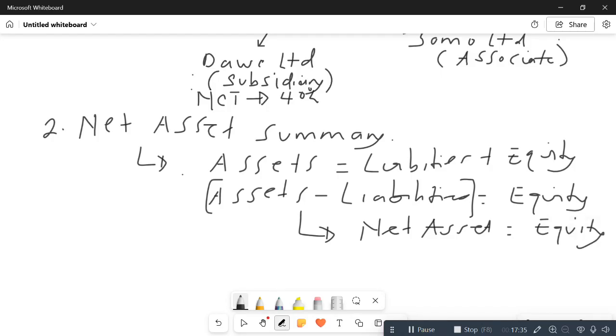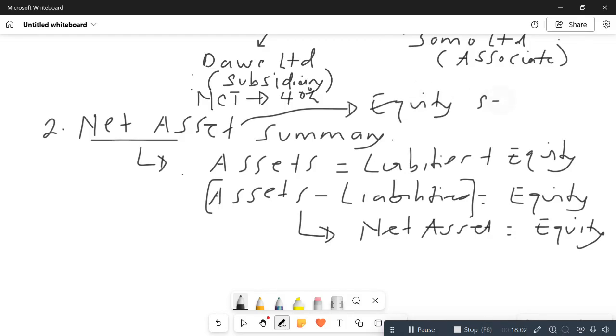So, whenever we talk of determining net asset summary, we are referring to the components of equity. We go to the components of equity, we summarize them, we adjust them as at acquisition date and at reporting date before we consolidate in our statement of financial position. Because someone would ask, where do you find net asset? Yes, you find net asset under the equity section of the balance sheet given.